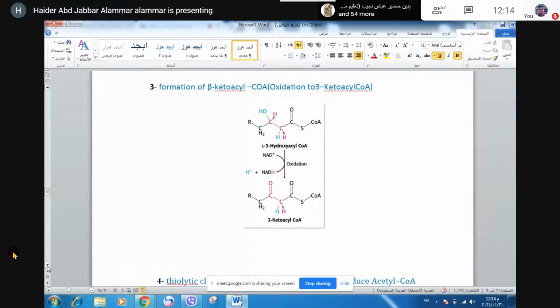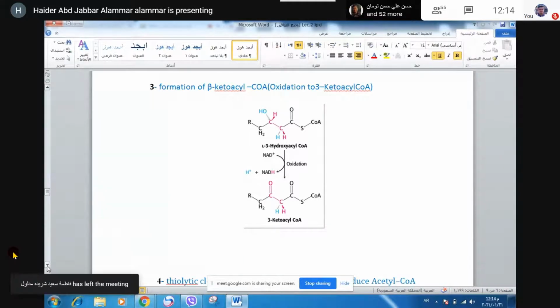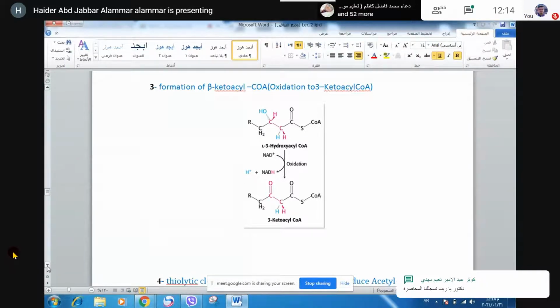So by the action of L-3-hydroxyacyl coenzyme A dehydrogenase, in the presence of NAD as the reducing equivalent, the enzyme will convert this hydroxyacyl coenzyme A to what is called 3-ketoacyl coenzyme A. Again, why keto, 3-keto? In the second step, we inserted a hydroxyl group. In the third step of beta oxidation, as you see in the red, the double bond here between carbon and oxygen is called a keto group. So 3-ketoacyl coenzyme A.